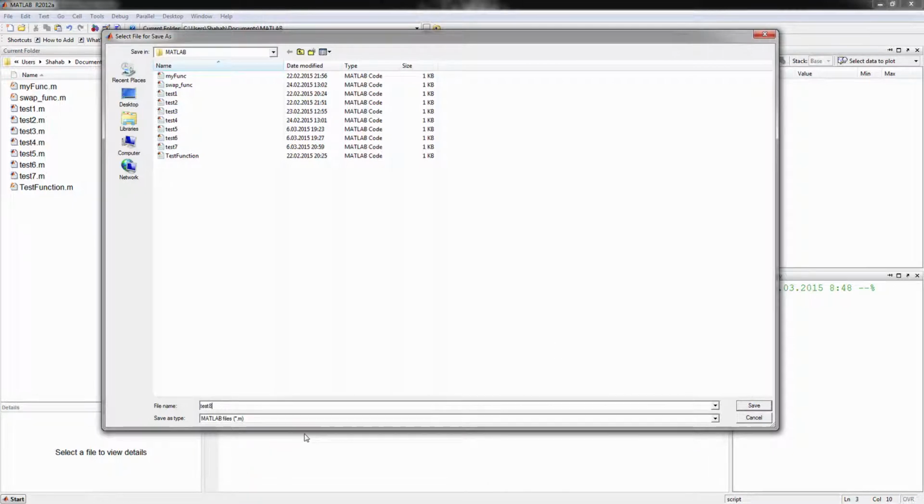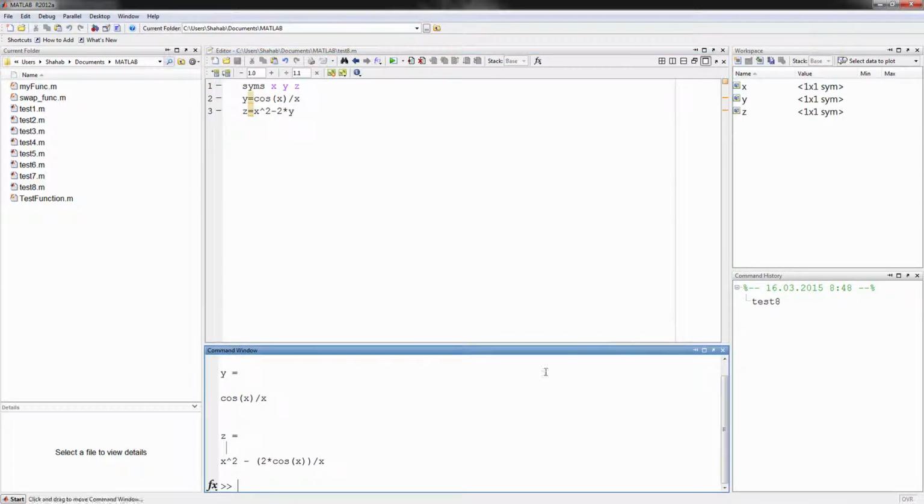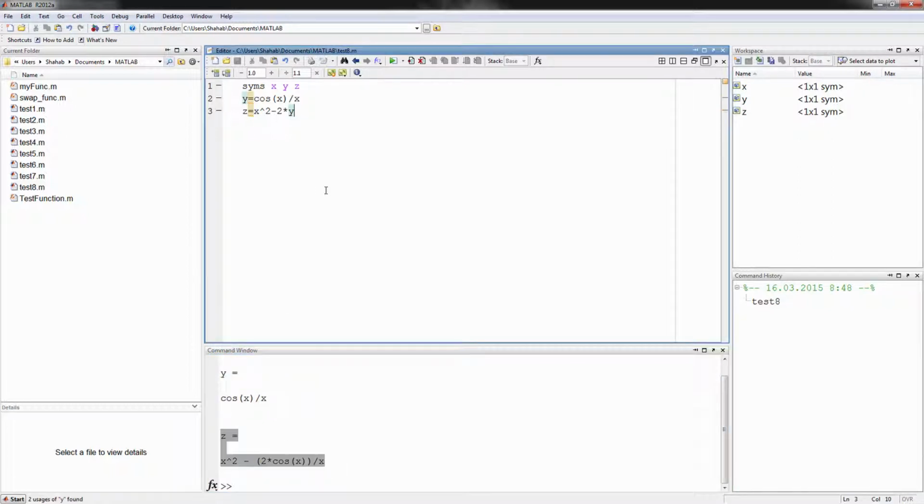Now if we run this program, let's save it and let's call it test 8. Let's run it. If we run it, we will see that we have the symbols x, y, and z, and this is the definition for y and this is the definition for z.